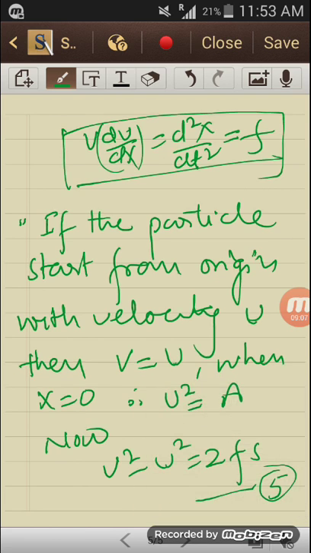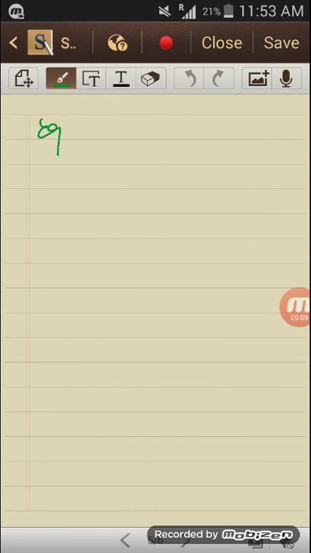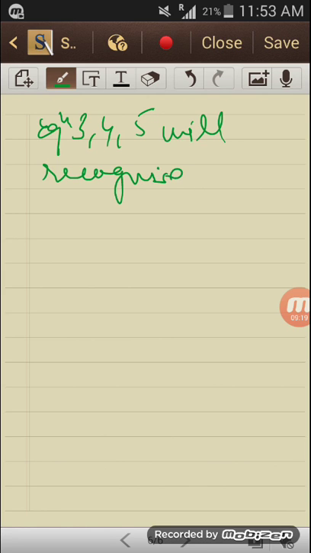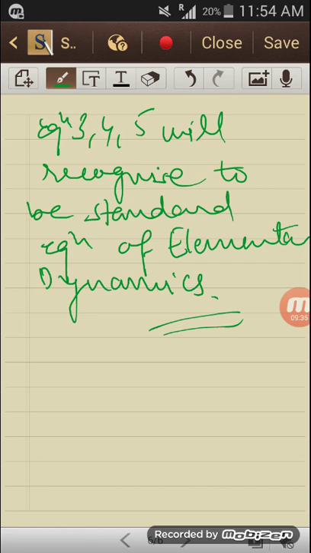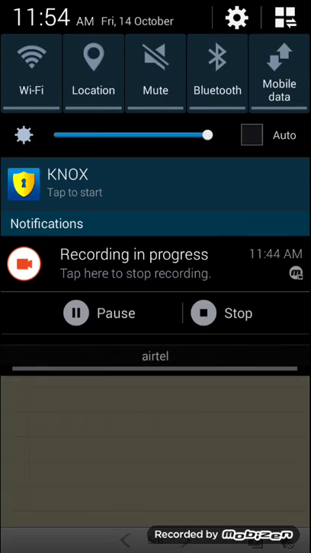Now if we write equations 3, 4, 5, we will recognize the standard equations of elementary dynamics. So this is the total thing which I have told you.